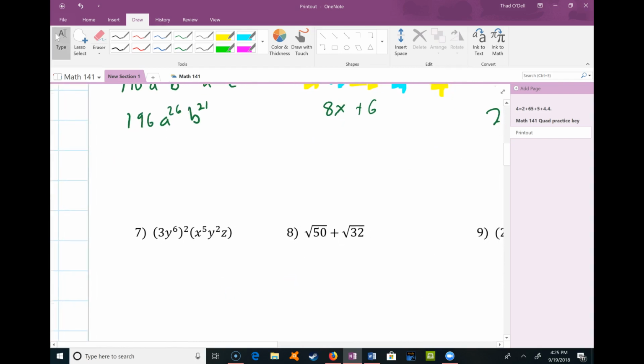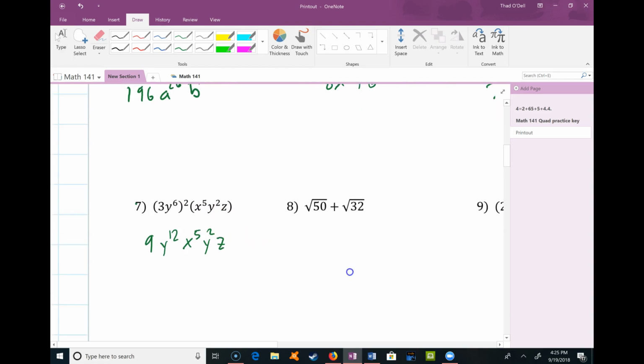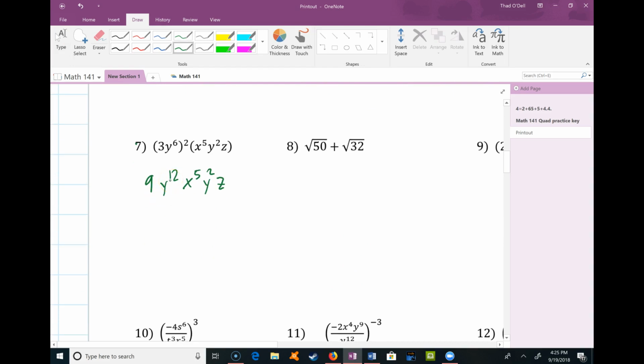Okay, here's another one of those things where I have nothing but multiplication, number 7. So I do have a little squared on that side of this parenthesis, so I'm going to apply that first. So 3 squared is 9, and y to the 6th squared is y to the 12th. And then we have x to the 5th, y squared, and z, because there's nothing outside this parenthesis, so I can just drop it. And let's see, can I multiply anything else? Oh yeah, I can multiply y to the 12th and y squared, so they have the same base, right? So that would be 9 y to the 14th, but then there's no other exponentials with base of x or no other z's. And that would be my final answer.